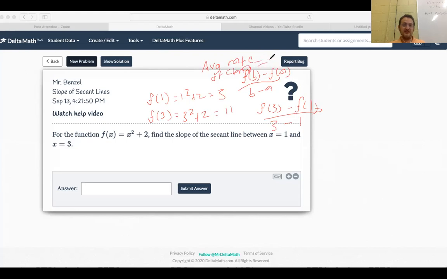And that's what they're asking you to do when you're doing the secant line. And then I can just use the data that I computed. So I have 11 minus 3 over 2. It's going to be 8 over 2, which is just equal to 4. So with these, find the f of the endpoints. So plug in the starting point and the ending point, substitute it into your equation, and you'll be able to get your answer right there.